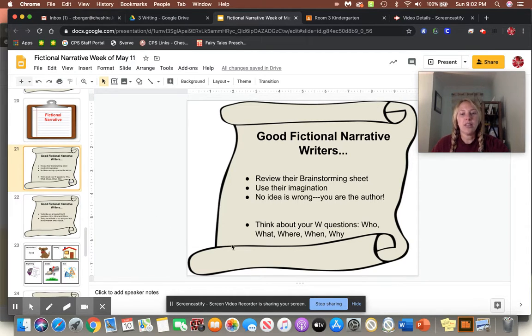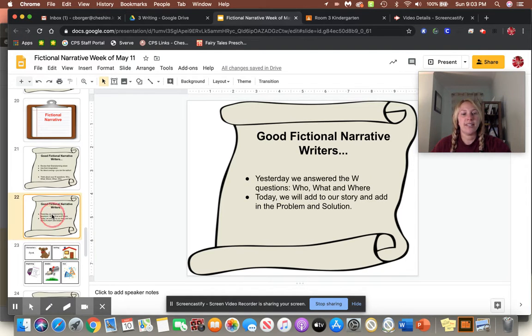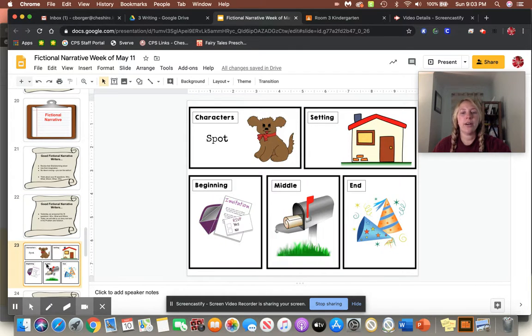We're going to be answering those W questions: who, what, where, when, why. So we've already answered who, what, and where. Today we're going to add in the problem and the solution. I know those don't directly go with a W question, but all good fiction stories have a problem and a solution. Let's take a look at our planners.